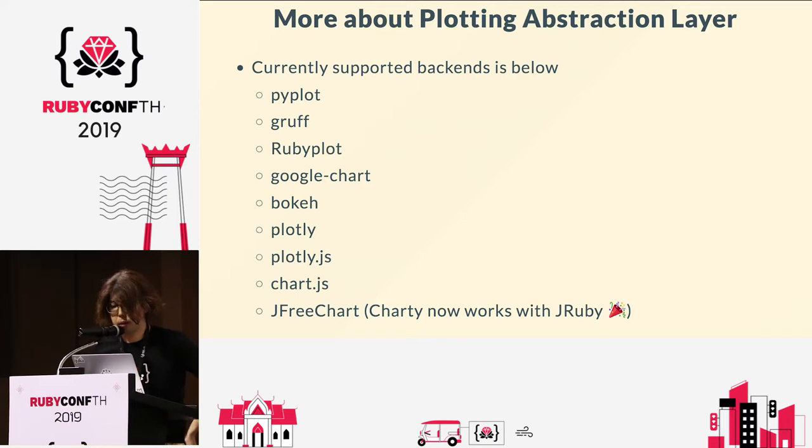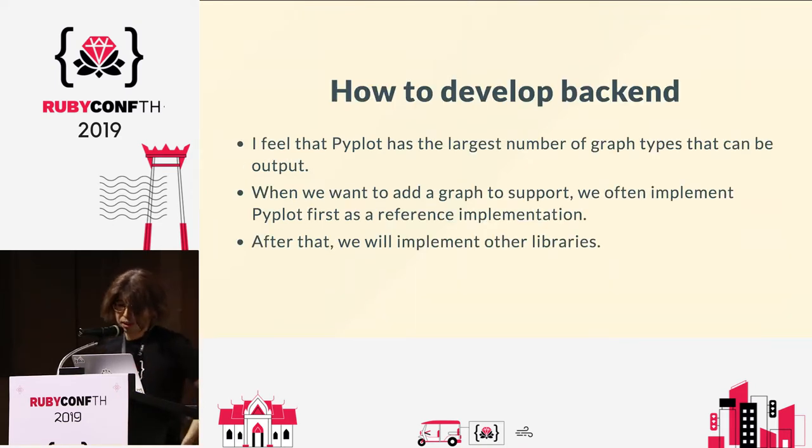More about the plotting abstraction layer. Currently supported backends are below: PyPlot, Graph, RubyPlot, Google Charts, Bokeh, Plotly, Plotly.js, Chart.js, and JFreeChart. Charty now works with JRuby. How to develop a backend? I feel that PyPlot has the largest number of graph types that can be output. When we want to add a graph to support, we often implement PyPlot first as a reference implementation. After that, we implement other libraries.